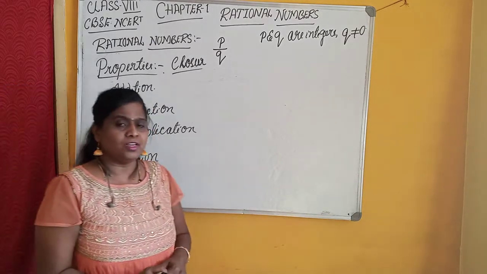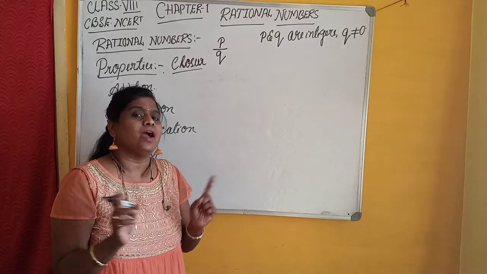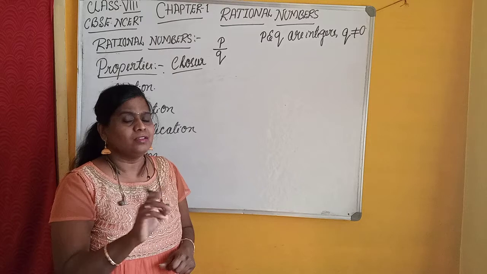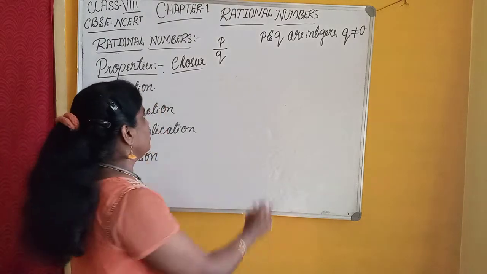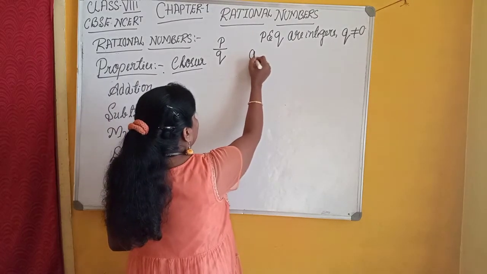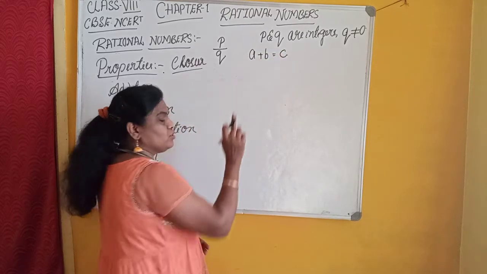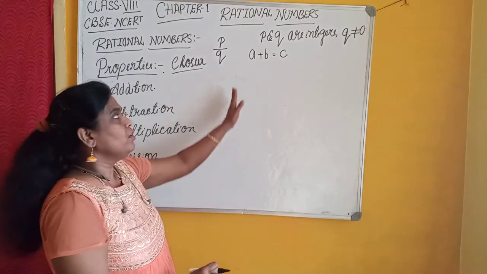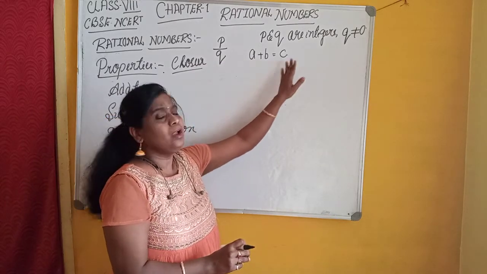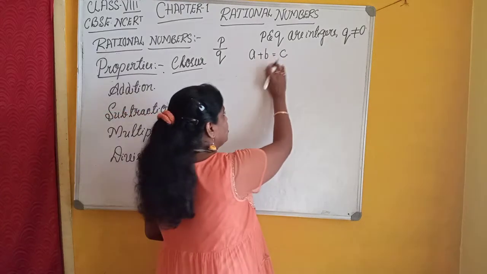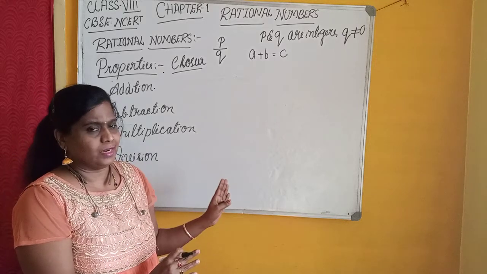In case of the natural numbers, you studied the closure property, isn't it? In that, when we add two natural numbers, the sum will be a natural number. In the same way, here, if A plus B is equal to C. In case of natural numbers, you studied that when two natural numbers are added, the sum will also be a natural number. The same applies for the rational numbers.